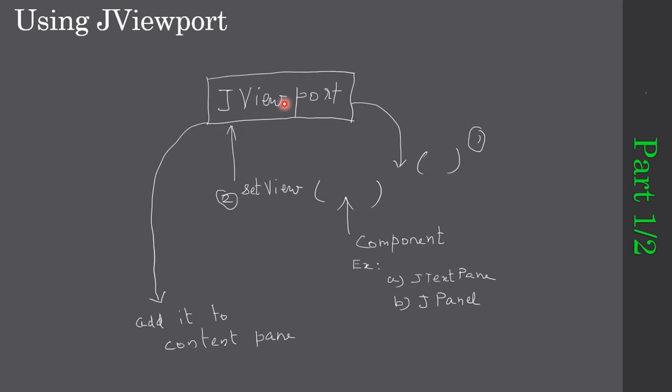First we will create a JViewPort, and we may create it with an empty constructor. Then we will make a call to setView, and to setView we will supply the component. This can be any component, AWT or Swing component, for example, JTextPane, JPanel, or a normal AWT Panel. Then we will add this JViewPort to the content pane of the high-level component, for example, JFrame.